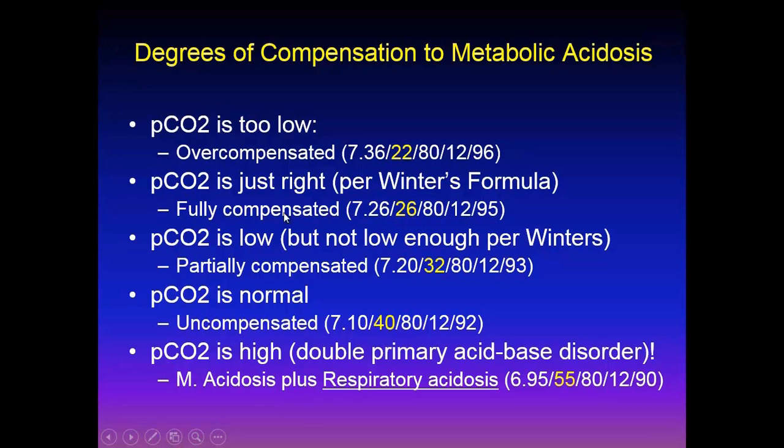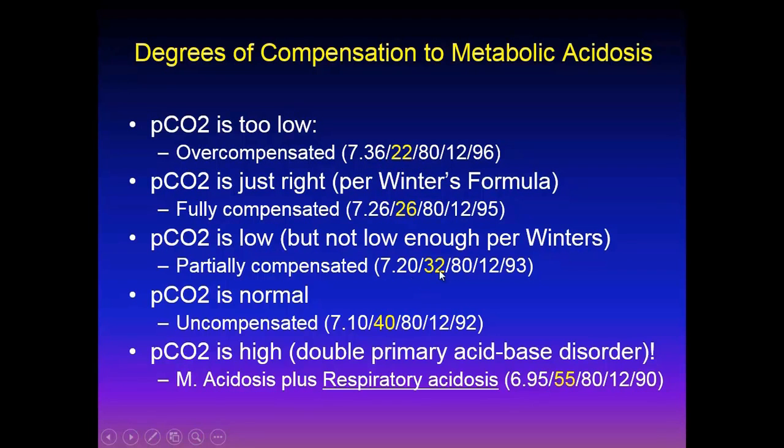Now that we know that this acidosis is fully compensated, let's look at some other possibilities. All of these blood gases have the same bicarbonate of 12. All of these blood gases are a primary metabolic acidosis, but only this one is compensated fully. This one is overcompensated because the PCO2 is too low and the pH is too high. It's a primary respiratory alkalosis.